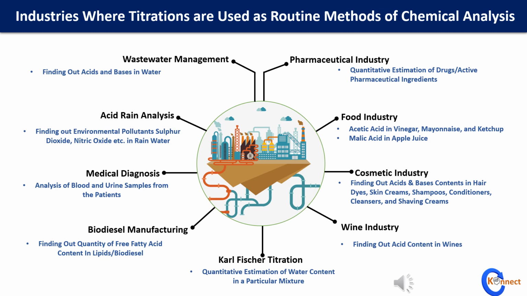The other types of industries where titrimetric analysis is used are food industries, cosmetic industry, wine industry, Karl Fischer titration, biodiesel manufacturing, medical diagnosis, to name a few. Titrations are also used in acid rain analysis and wastewater management. Examples of uses of titrations associated with particular types of industries are mentioned on the slides for understanding. Alright, now I believe that you understand the importance of titrations.